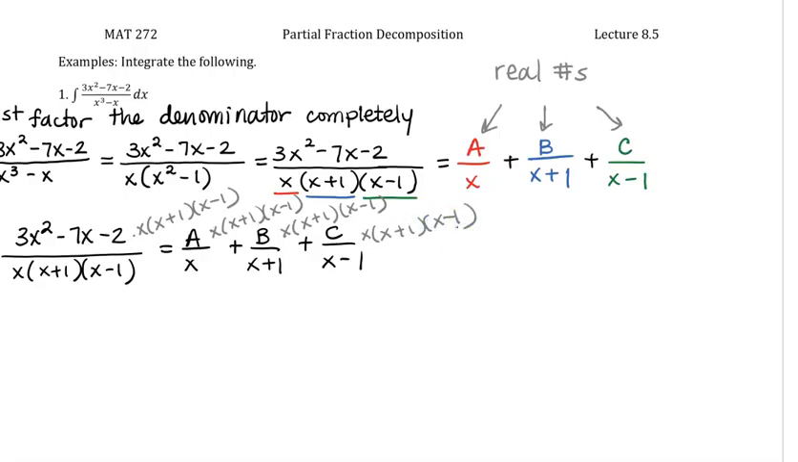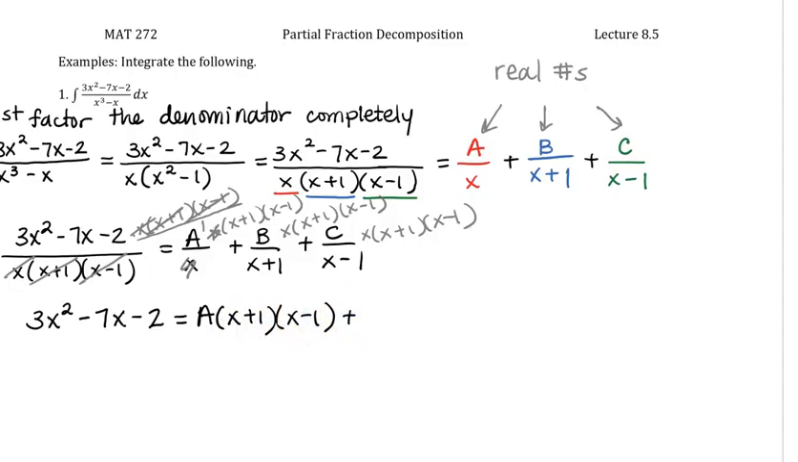So starting on the left-hand side, keep in mind this x times x plus 1 times x minus 1 is all over 1. So when I multiply the left-hand side by that term, the x will cancel, the x plus 1 will cancel, and the x minus 1 will cancel, and simply leave us with the numerator of 3x squared minus 7x minus 2. When we move on to the a term and multiply, only the x will cancel, and a will be left multiplied by x plus 1 multiplied by x minus 1.